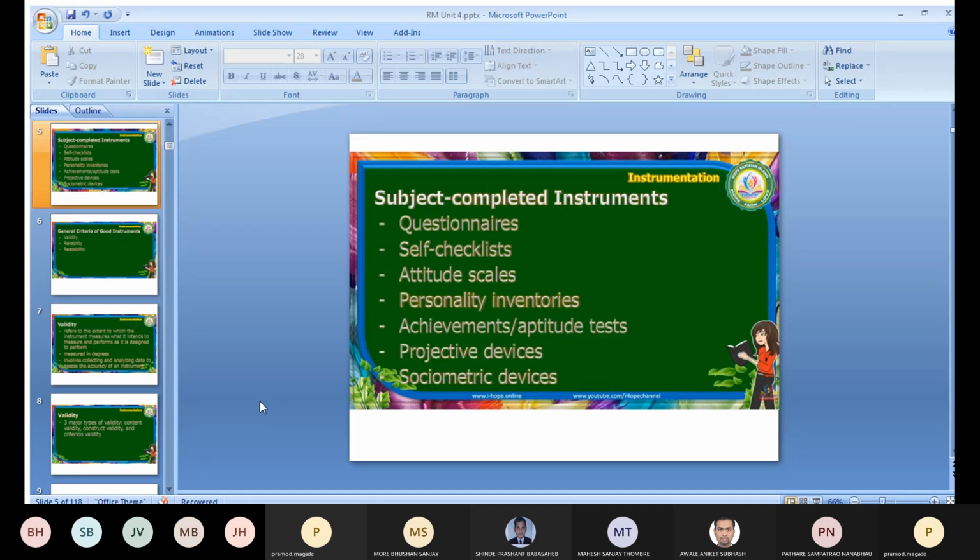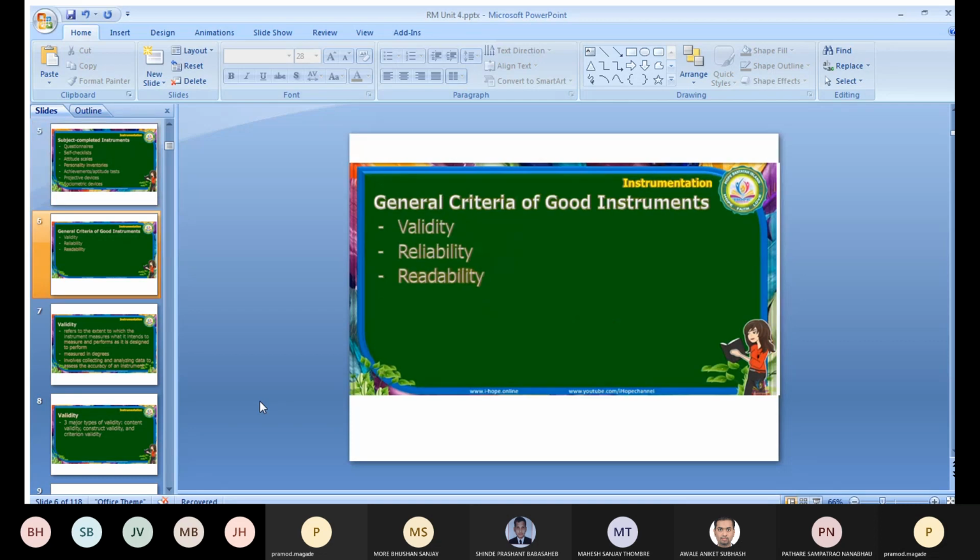As I told you, on completion of the things, we'll have to do the market survey, questionnaire, self checklist, personality inventories. So any raw things that are there will have to be converted into the finished product. So your achievements, your project devices, sociometric approach, that should be there.